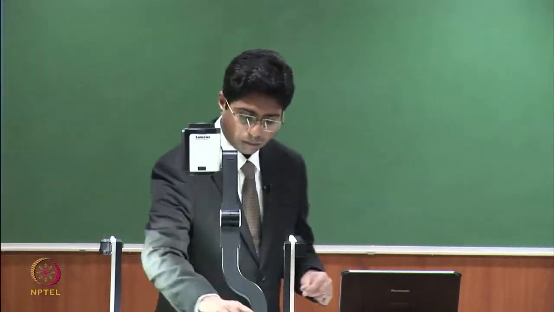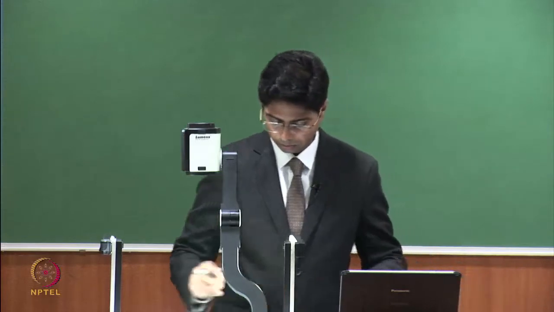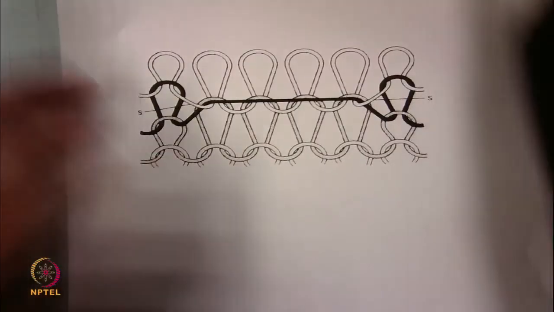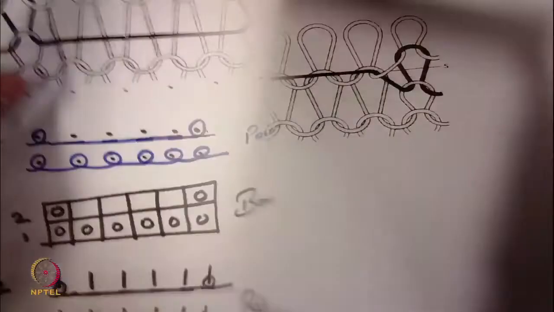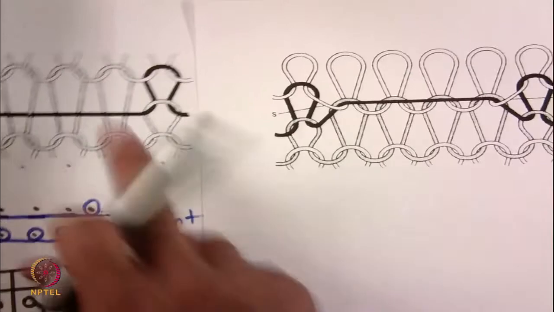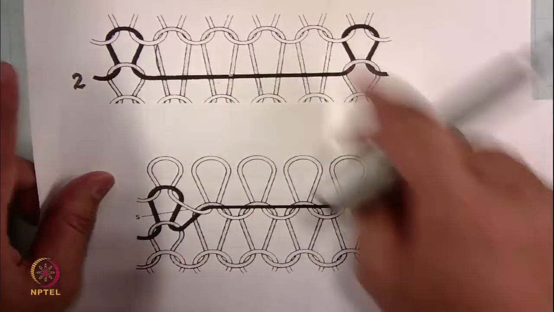Now, let us move to the next one, which is similar to float, where multiple needles are making many floats. So, let us see this particular fabric. If you see this fabric, which we just completed, and this fabric, ideally they are different in many senses.